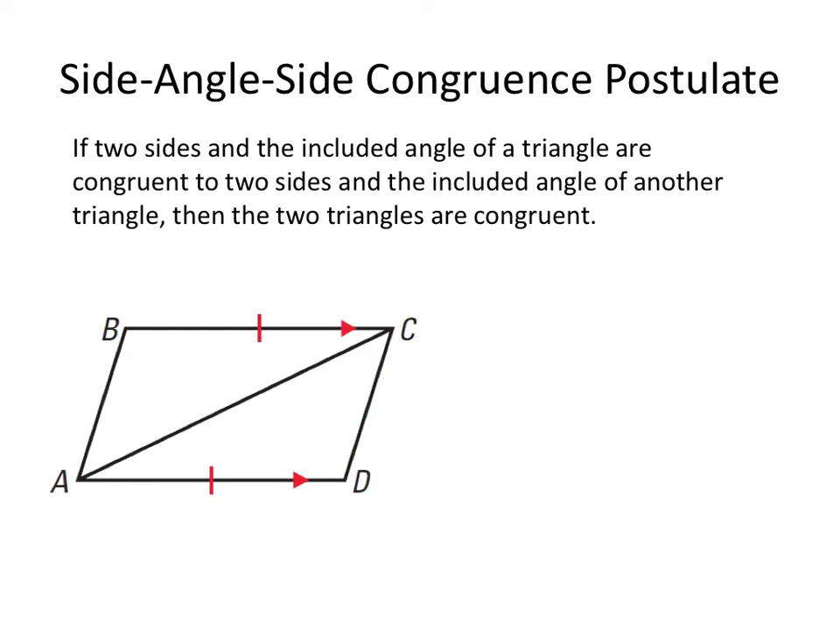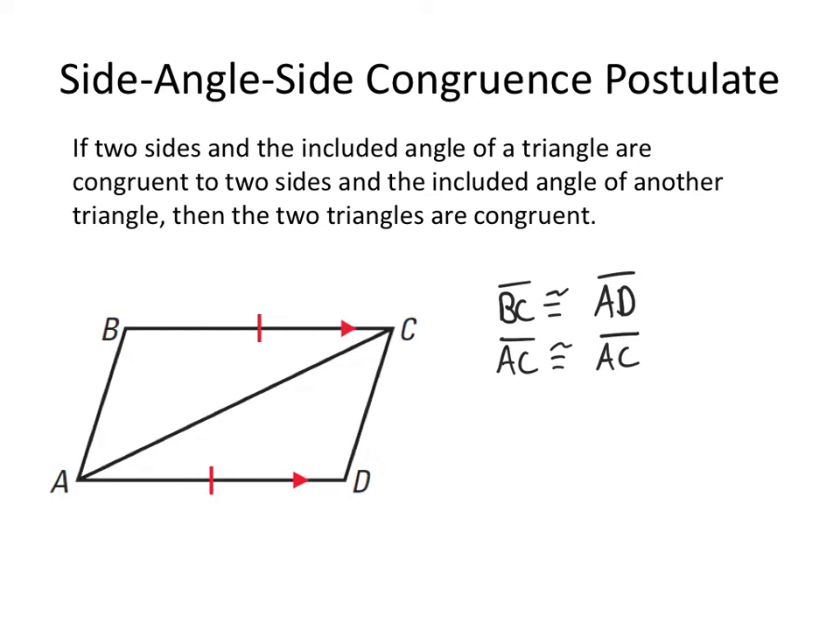The side-angle-side congruence postulate states if 2 sides and the included angle of a triangle are congruent to 2 sides and the included angle of another triangle, then the 2 triangles are congruent. In the triangle below, segment BC is congruent to segment AD, and that is given information in the diagram with the single tick mark in each of those. We also know that AC is a segment that is in both triangles, and it is congruent to itself. And the reasoning for that is the reflexive property.